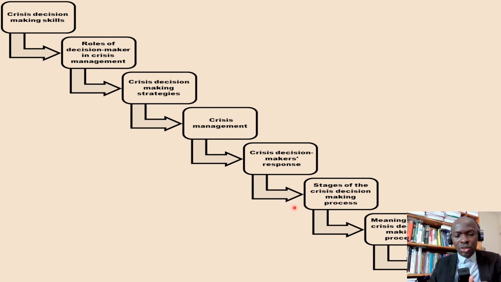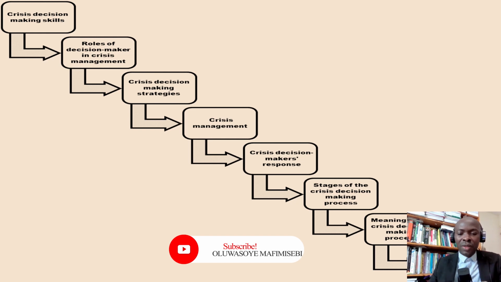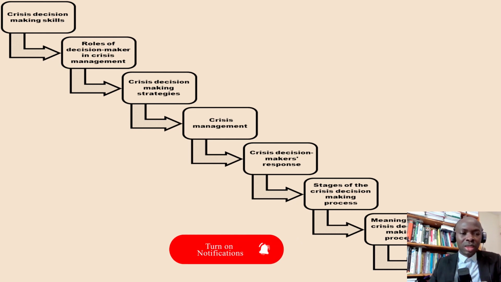And of course, you can start to look at some of the stages of the crisis decision making process, looking at the meaning and looking at the broader implication that this particular decision is going to have for that specific organization. So these are very crucial.